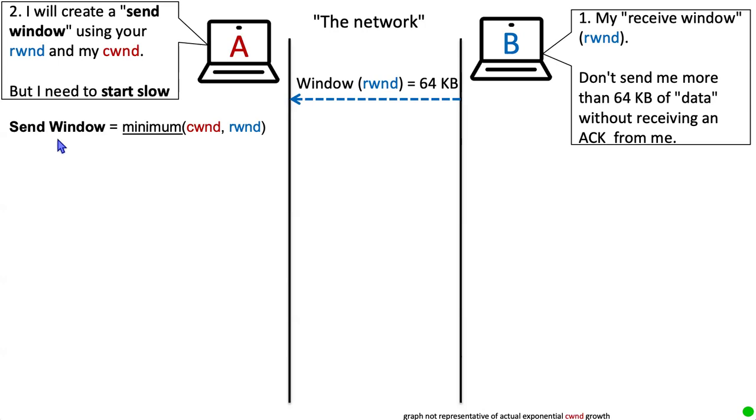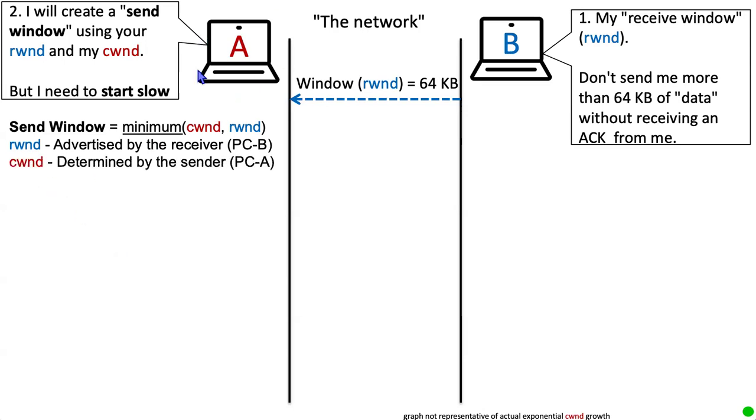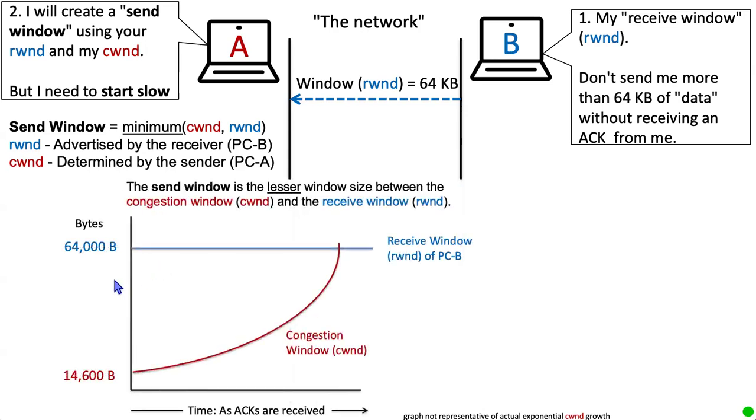First of all, that send window, again, is the minimum between the congestion window and the receive window. The receive window is advertised by PCB. The congestion window is determined by PCA. We're going to begin to see how that's done in a moment. Remember, the send window is the lesser window size between the receive window and the congestion window. We're going to see that our congestion window is going to start at about 14,600 bytes.